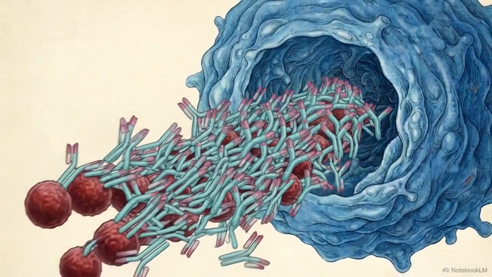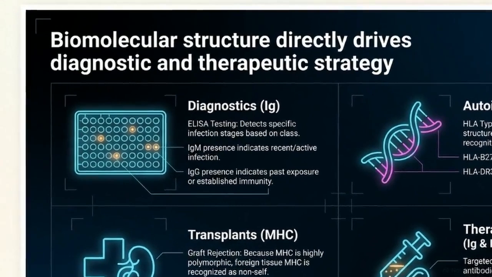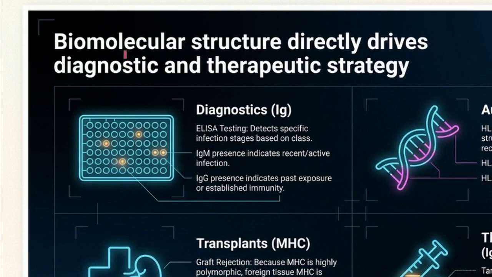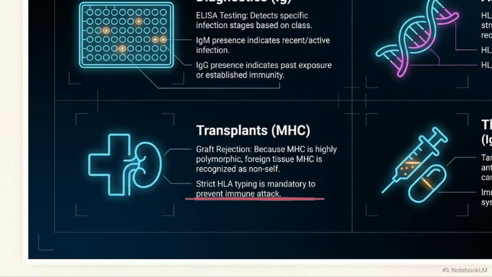Our entire modern framework for clinical immunology relies on understanding this exact biomolecular architecture, as shown in this four-quadrant matrix. We exploit immunoglobulin structures for diagnostics, using specific ratios of IgM and IgG in ELISA testing to determine the stage of an infection, and we engineer monoclonal antibodies for highly targeted therapeutics. Conversely, the highly polymorphic genetics of the MHC structure dictate the strict rules of organ transplants, requiring precise HLA typing to prevent graft rejection. These same structural variations map directly to predispositions for specific autoimmune diseases.